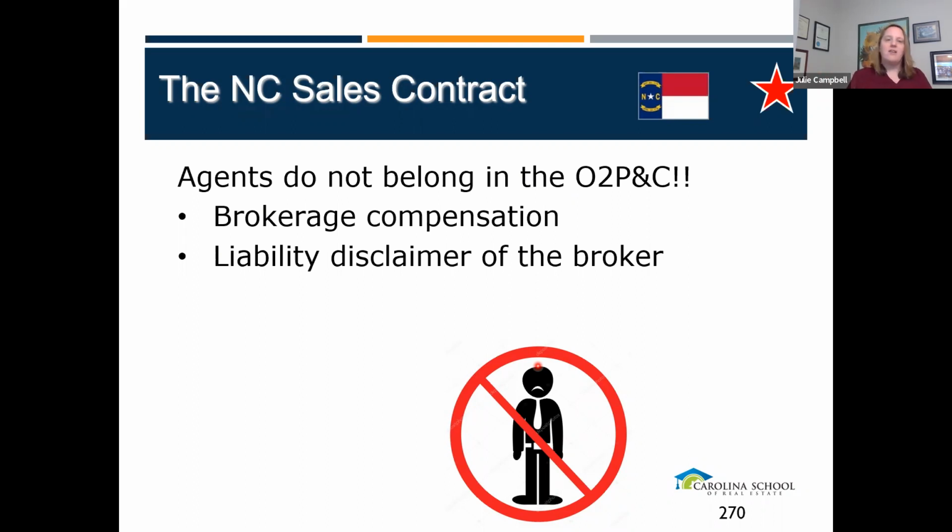The other thing that we cannot have specifically about brokers in the contract is any liability disclaimer of the broker. So I can't put a statement in there that says something like, I'm not liable for this. I'm not liable for mold, or I'm not liable for the square footage, right? I can't put anything in there to try to protect me. Again, the big picture says agents don't belong in the offer to purchase and contract. That's between the buyer and the seller, the legally binding agreement between the buyer and the seller.